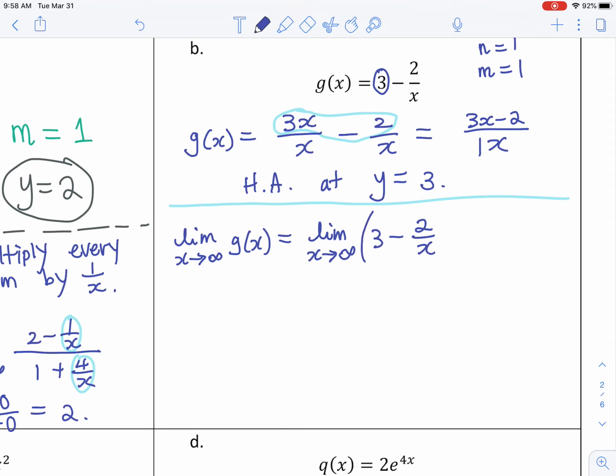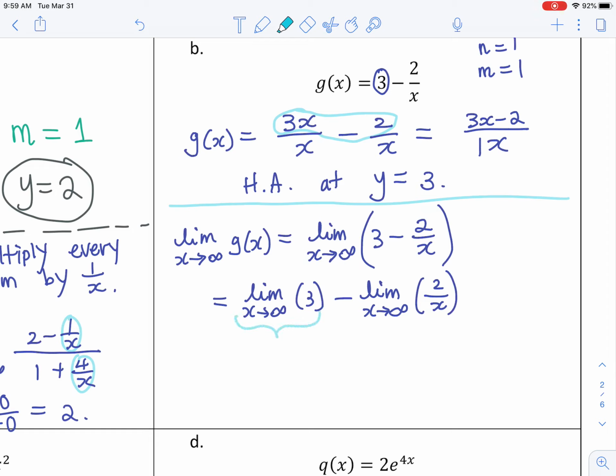Remember, one of the limit properties that we know is that we can separate this into two separate limits. I can write this as the limit as x approaches infinity of 3 minus the limit as x approaches positive infinity of 2 over x, right? What's this just going to give us? That's just going to give you 3, right? Because this is a constant function, and if you plug in x equals infinity, it's still going to be just 3. No matter what x value is, the function value is just 3.